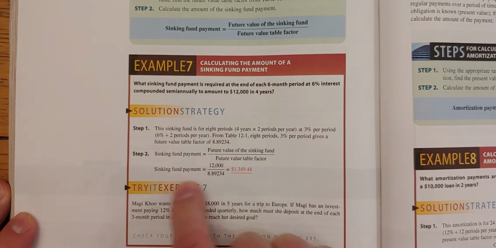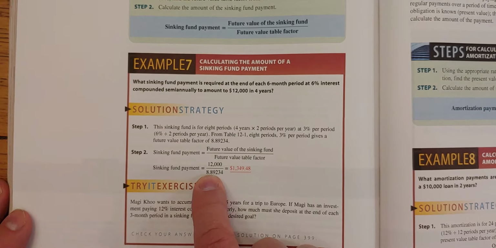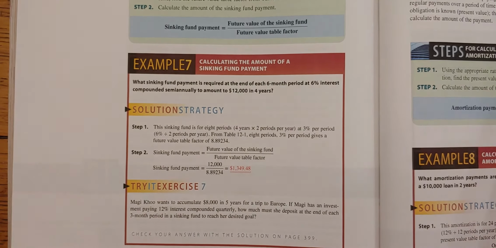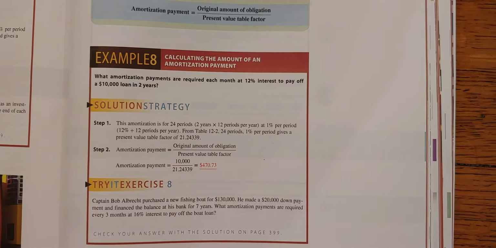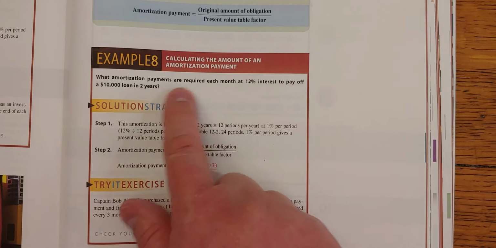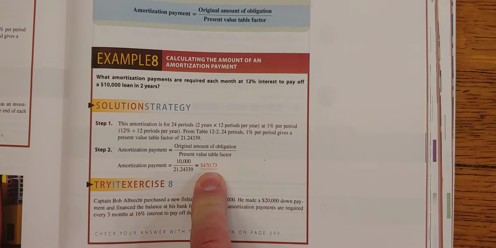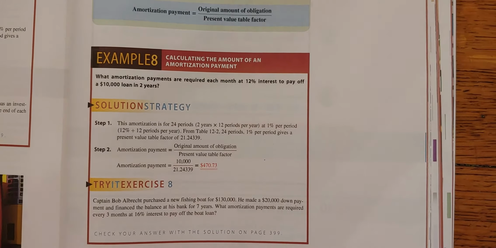So to the sinking fund, we know we needed to find our value. The factor was 8.8. Now, interesting. What? 12.1. Oh, I'm on the wrong one. Example 8. It just threw me off. I'm so sorry, Groot. All right. So yes, 21.24339. That's the factor we found. So 10,000 is the amount we're borrowing now. Divide that by 21.24, and that should be $470.73, which makes sense.